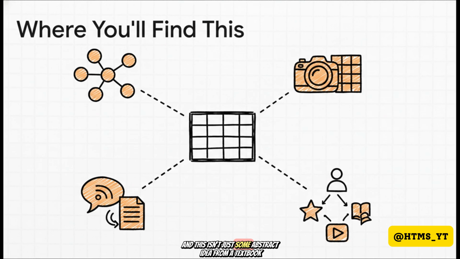And this isn't just some abstract idea from a textbook. This vector and matrix structure is the quiet engine running behind almost everything in modern AI. From the neural networks that recognize faces in your photos, to the recommendation systems that tell you what to watch next, to the huge language models out there, it's all built on this simple foundation.